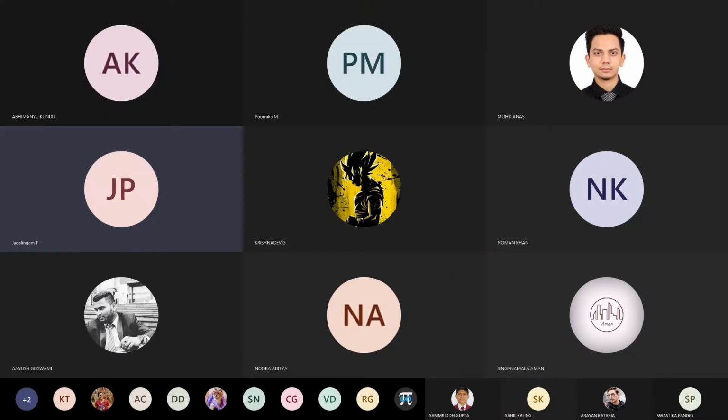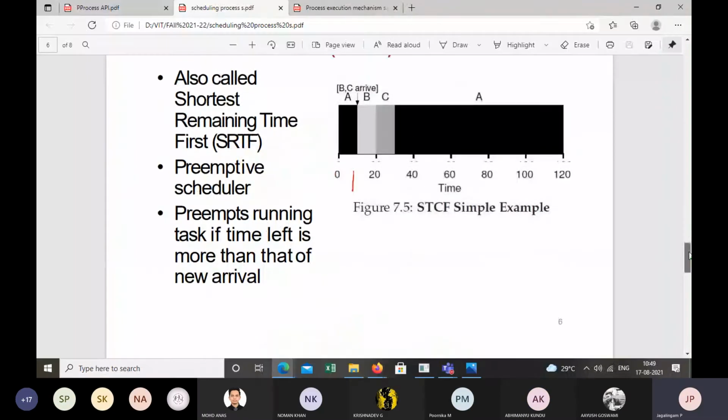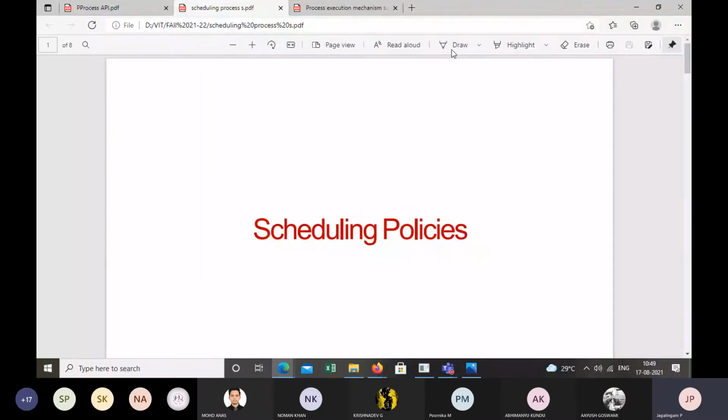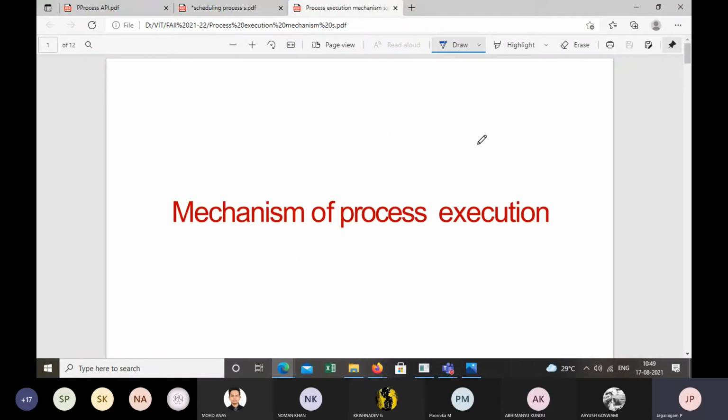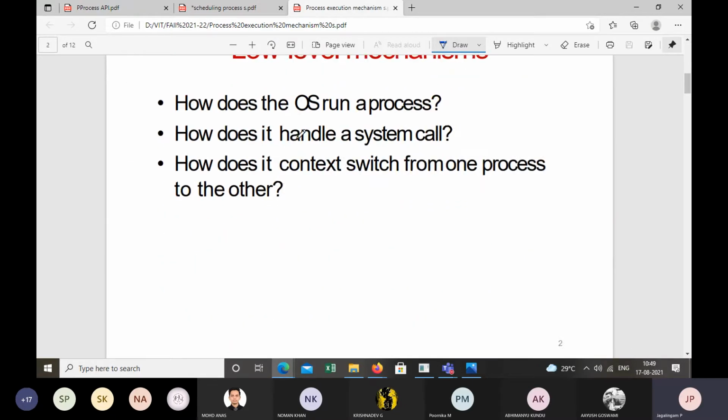Good morning, everyone. Today we are going to study an important topic called scheduling policies in operating system. Right? Before that, we'll have a quick revision of what we have discussed in the last class.